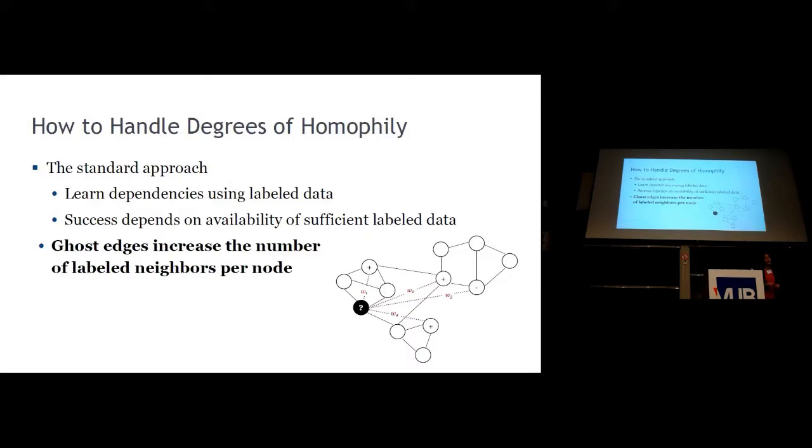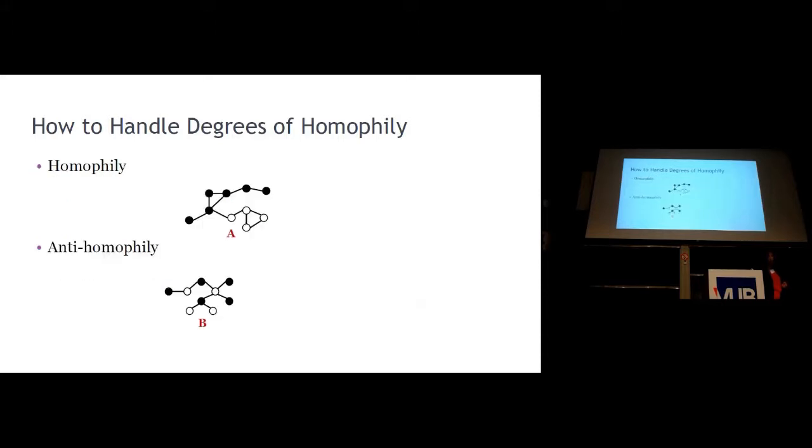So the standard approach was to learn the dependencies using the labeled data, and success depended on the availability of sufficient labeled data. Now what we have is these ghost edges that I'm making, and one way that I can make them is based on this random walk with restart, where I pick a new node that I'm interested in. I will do this random walk with restart, and when I hit the stationary distribution, I'm going to make these ghost edges to all the other nodes that have a label and weigh them based on their weight in the stationary distribution.